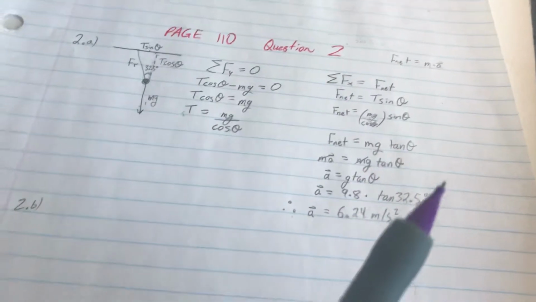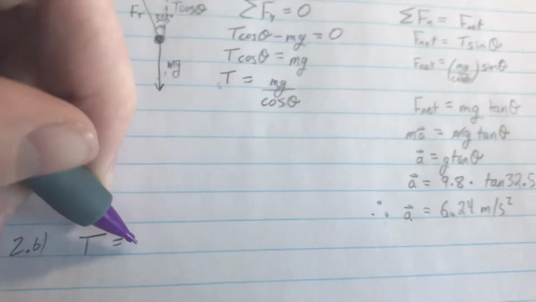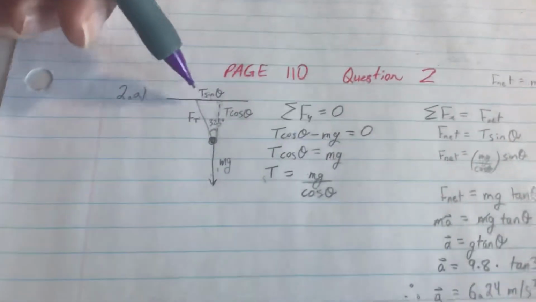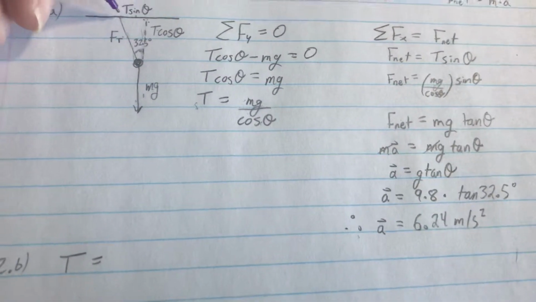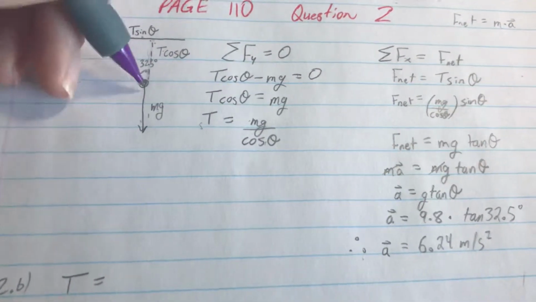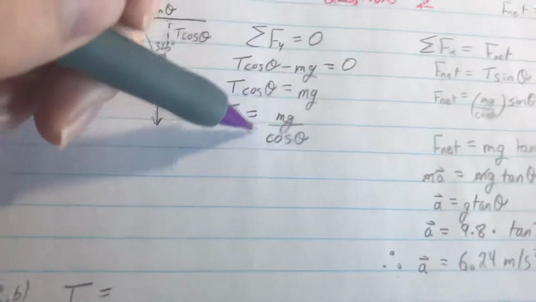Oh, so sorry. Never mind. We can't do this. We're going to do this one. I should explain that. If we use F net equals ma, then we're only getting the F net. We're not getting the force of tension. We're looking for this force of tension. So this tension is equal to, from this equation, mg over cos theta.